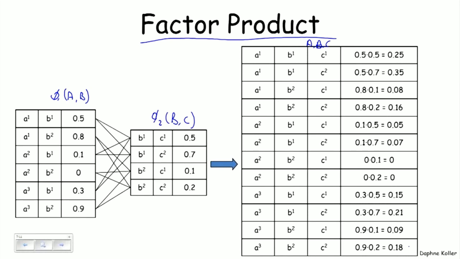If we want to figure out, for example, the value of the row a1, b1, c1, it's going to come by taking the a1, b1 row from here, the b1, c1 row from here, and multiplying them together, so we're going to get 0.25. So this is effectively taking the functions or the tables and just multiplying them together.